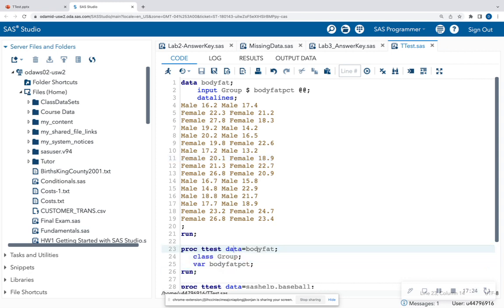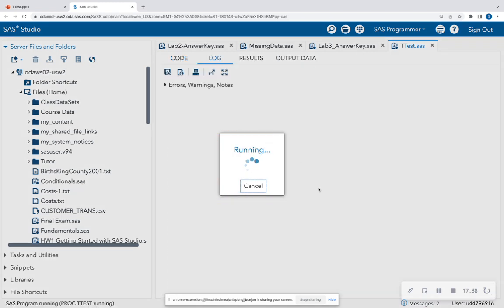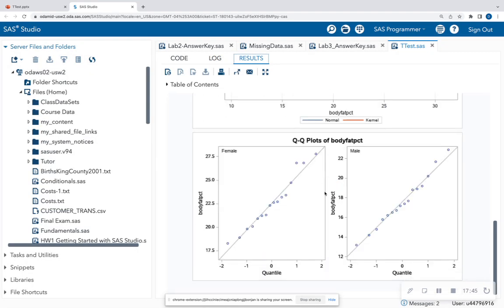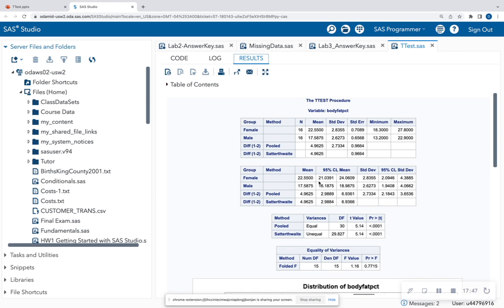And then we do a PROC t-test. So the PROC t-test, my data set, which is body fat. The class is group. So that is the 2 groups that I want to compare. In this case, male and female. And the numeric continuous variable that I want to have is the body fat percentage. So I'm going to highlight this and run it. And I get my results out, okay, with some lovely plots as well, okay?